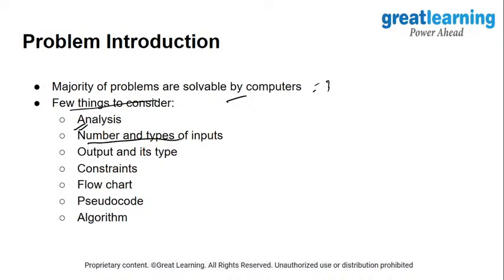Then the number of inputs and types of inputs, then the output and its types. What is the type of the output that you're going to get, what you're going to send to the end user, wherein your evaluation will be done, whether this problem is correct or not? Then you have constraints. Then the flowchart, then the pseudocode, then the algorithm, and finally we'll do the implementation part. That will be a separate thing. I will show you how to go through it one by one, and how I will be reducing time complexity with simple methods.